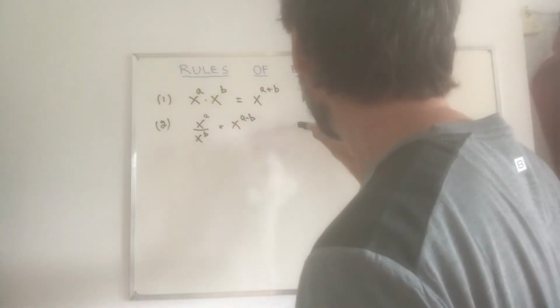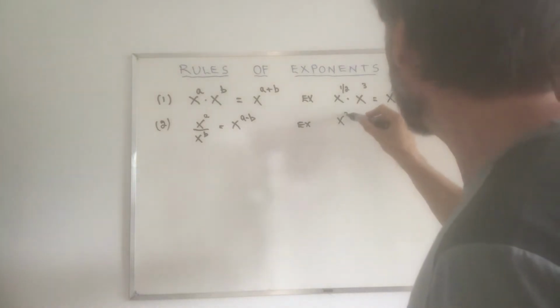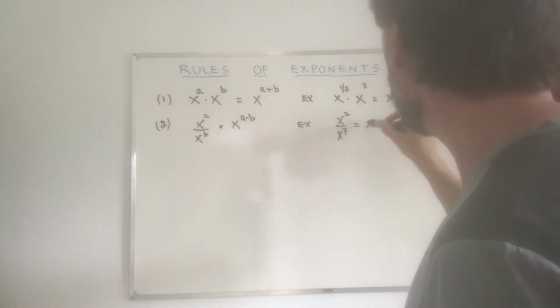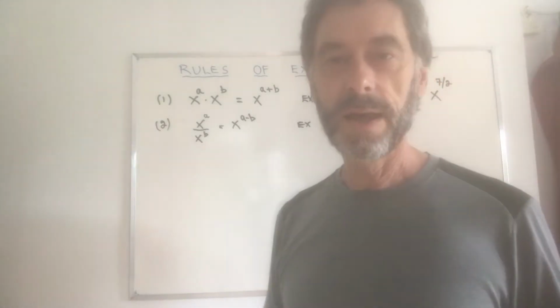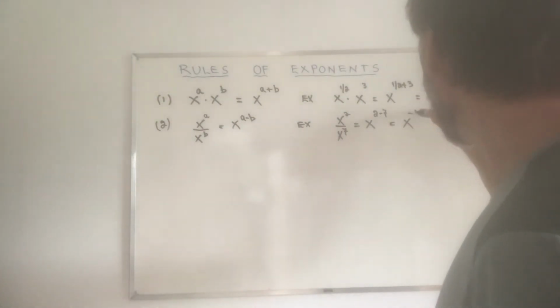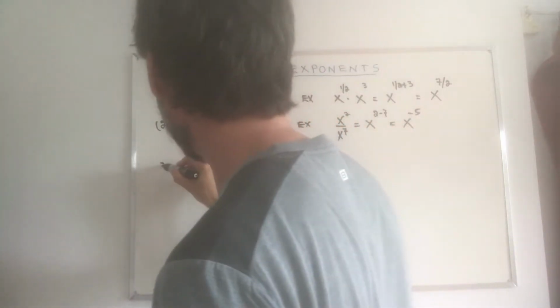Quick example. Suppose you have x to the 2 divided by x to the 7. Then you can do x to the 2 minus 7. And of course that is x to the minus 5. And that's that.